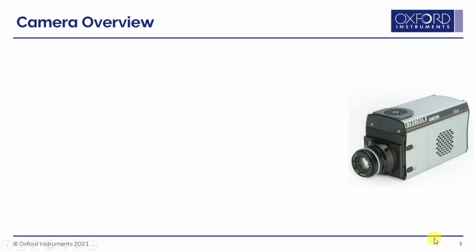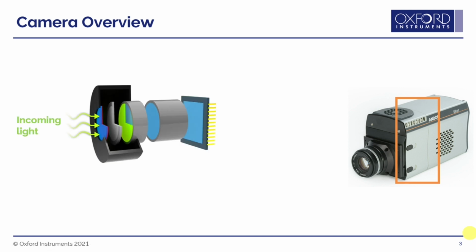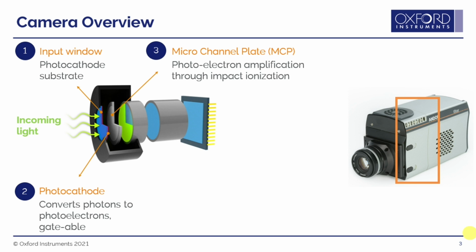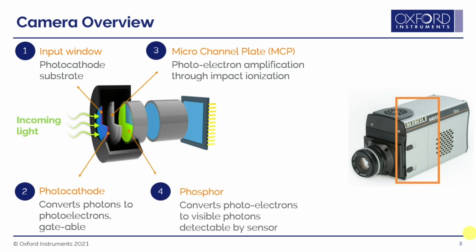So as you'll recall, the iStar sCMOS camera is broken up into several components at the front end. We have the input window upon which the photocathode substrate is laid. We then have behind this the photocathode, which critically converts photons into photoelectrons and is what we use for gating. So when we talk about timing diagrams later on, we'll be talking about gating the photocathode. And then behind that we have the microchannel plate, which applies the gain to our image, or scales up our photoelectrons.